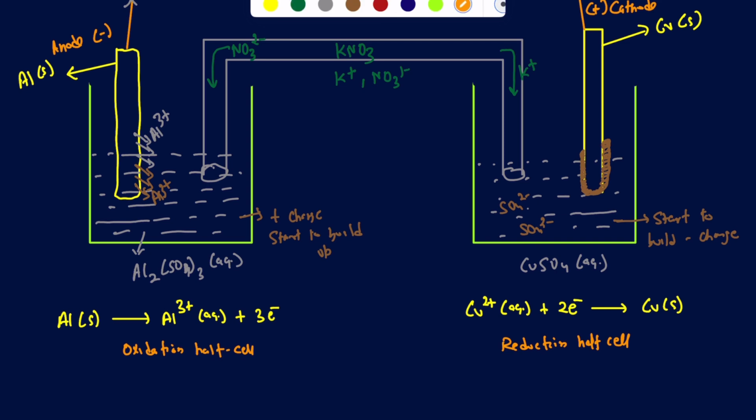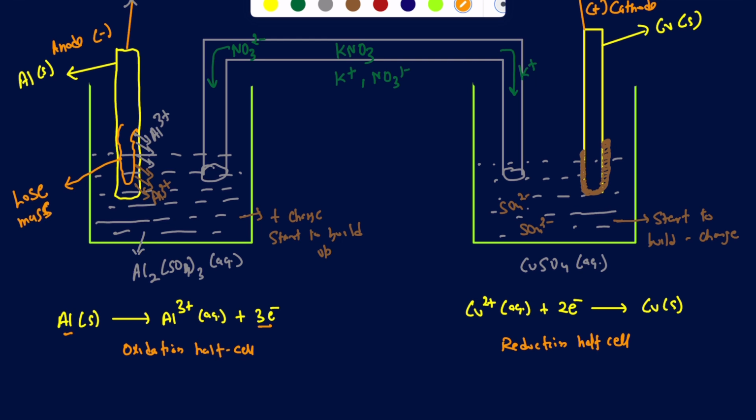Now let's go back to this electrode on the left side. We did say that the aluminum electrode starts to lose electrons. Those electrons travel to the other side, and during the process, we have aluminum 3+ being made. So where does that aluminum 3+ go? That's the question. The aluminum 3+ goes into the solution, and that means I start losing the aluminum from the electrode. So this electrode on the left side will eventually lose mass.